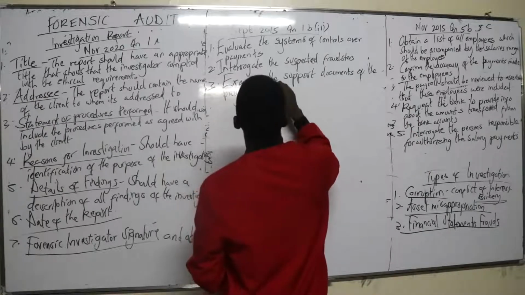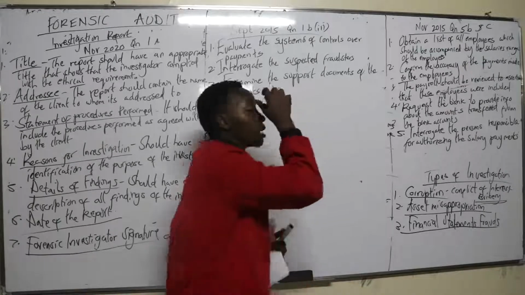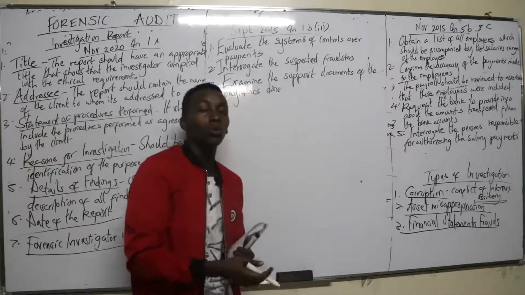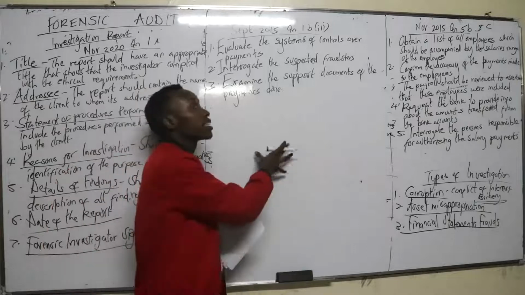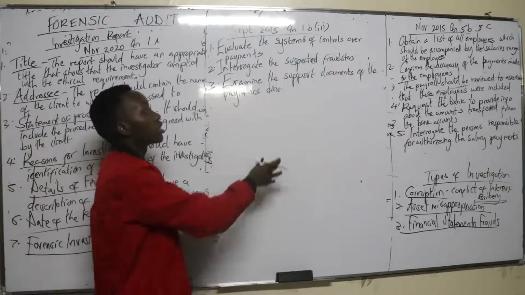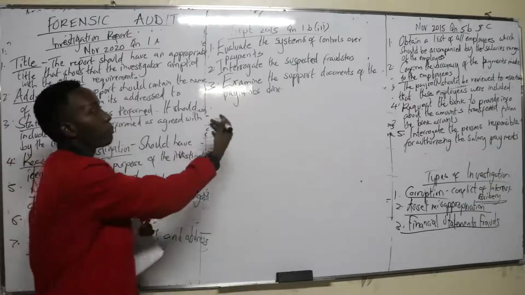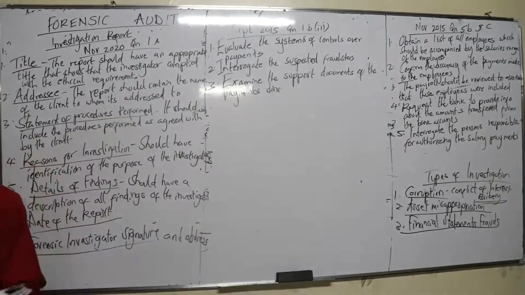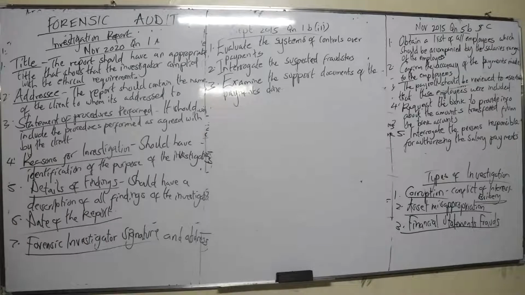And what are these support documents? For example, if they were paid through a bank account, you will review the bank statements to see if these payments actually went out of the bank accounts of the company. Then also you will examine the chance of overriding the systems. What is the likelihood of the chance of overriding the system?